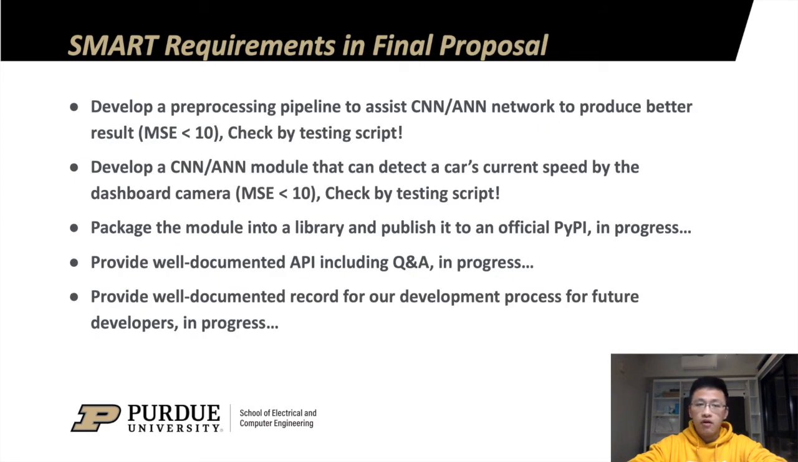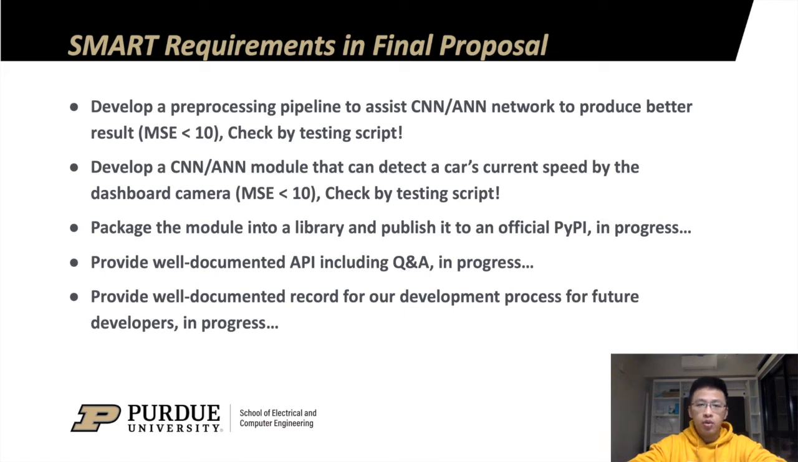In our project, there are 5 SMART requirements that we set up in the final proposal. The first 2 are to develop a good preprocessing pipeline and a good ANN module to detect the car speed from dashboard camera. They have been tested successfully by our testing script with results of MSE less than 10. Some of our criteria are still in progress, including packaging and publishing the model on the official Python Package Index, and providing a well-documented API including Q&A and a record of our development process for future developers.